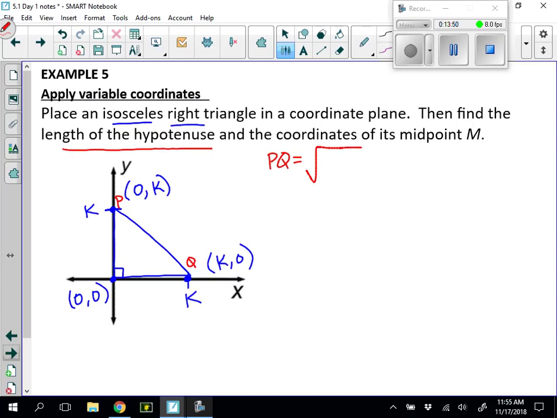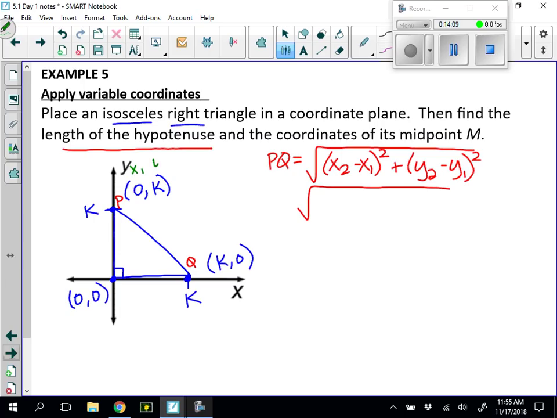So my distance formula is the square root of x2 minus x1 squared plus y2 minus y1 squared. So I'm going to take my 0, k and k, 0. I'm just going to go ahead and call this one x1 and y1, x2 and y2. So when I run through my distance formula, I'm going to have k minus 0, that's x2 minus x1, squared, plus 0 minus k. Now you're going to have variables here, that's the whole point.